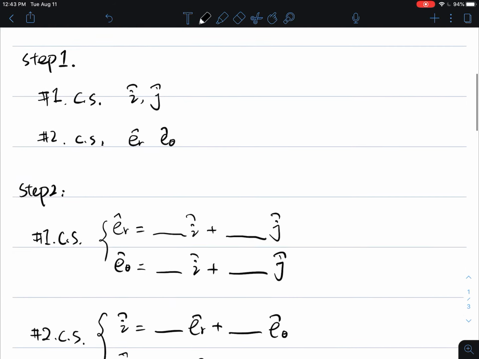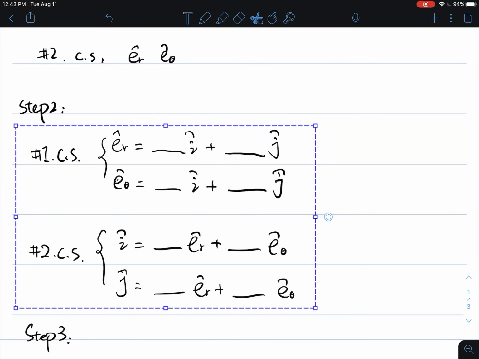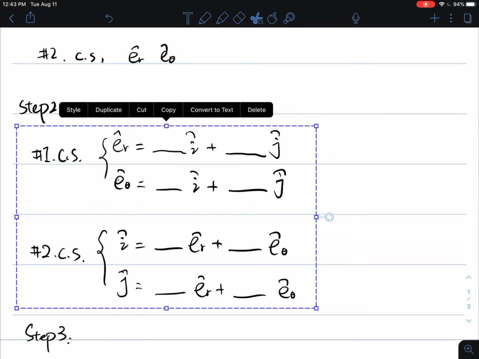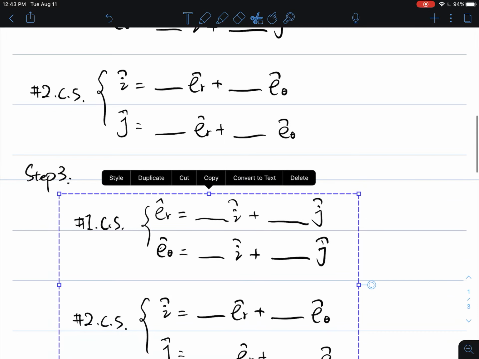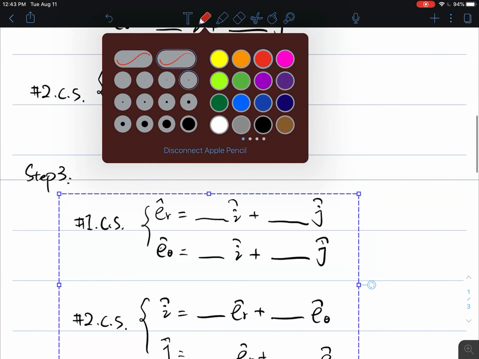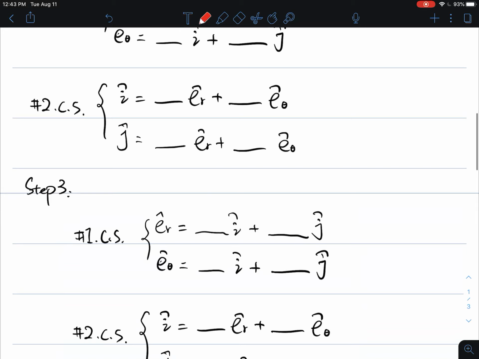Alright, so I will copy this. I will copy my step 2. Duplicate. Okay, let's look at the first coordinate system. If we use i and j as the base, we want to find out what the signs are for both the i component, in the i direction, and the j direction. Since we have 2 equations here, let's look at e_r first.